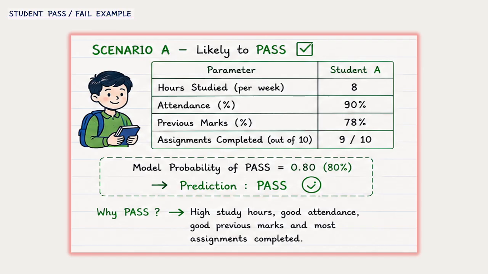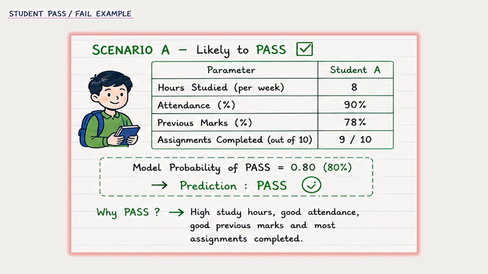So here the attendance is 90%, previous marks are 78%, and the student has completed 9 out of 10 assignments. Also his study hours are 8 hours per week. So these are his parameters. When the model calculates the probability using these factors, suppose it gives us a high probability.